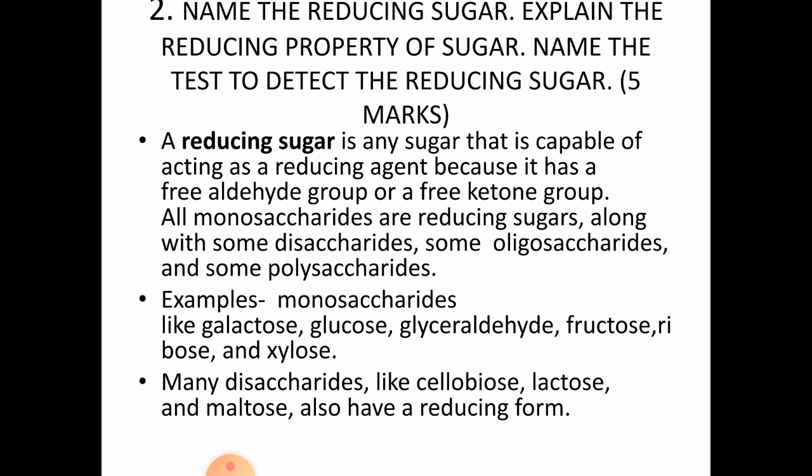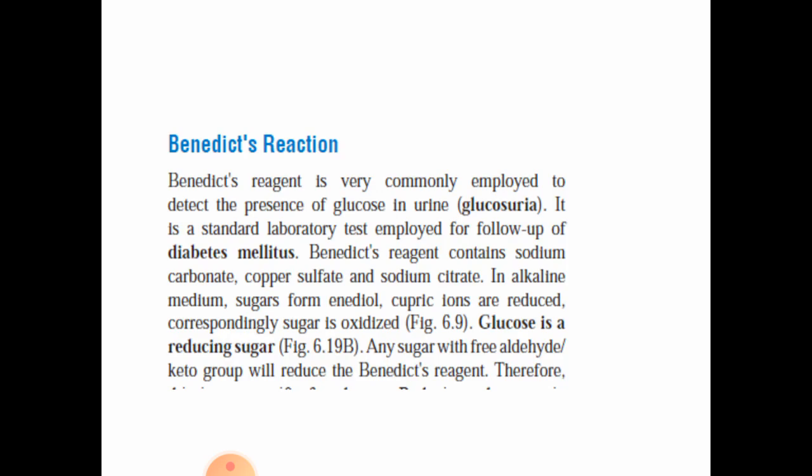So what is a reducing sugar? It is a sugar which is capable of acting as a reducing agent because it has a free aldehyde group or a ketone group. Examples: all monosaccharides are reducing sugars along with some disaccharides, some oligosaccharides and some polysaccharides. All monosaccharides like galactose, glucose, glyceraldehyde, fructose, ribose, xylose. Then disaccharides like lactose, maltose, etc. are examples. Then what is Benedict's reagent, what is Benedict reaction, that you need to explain.